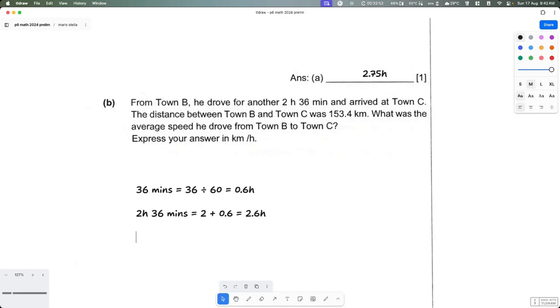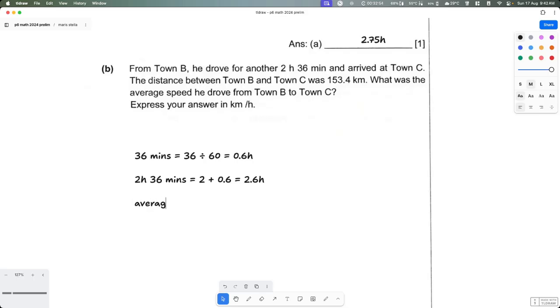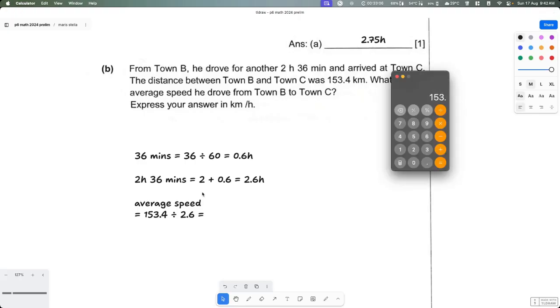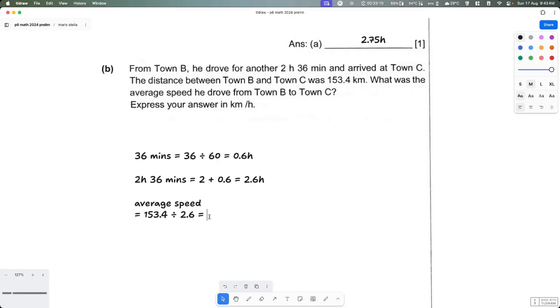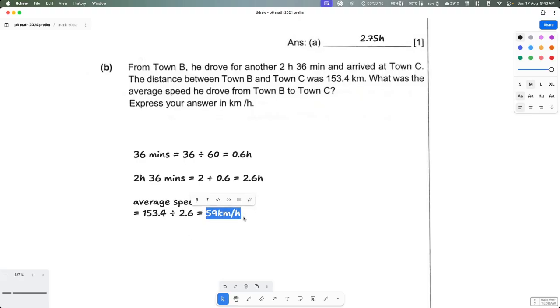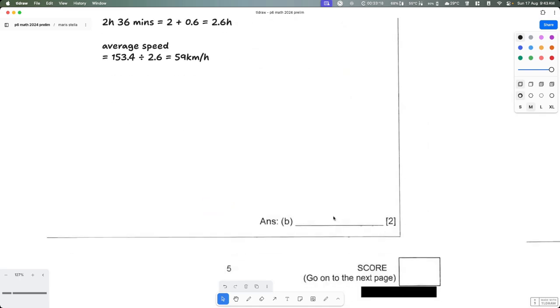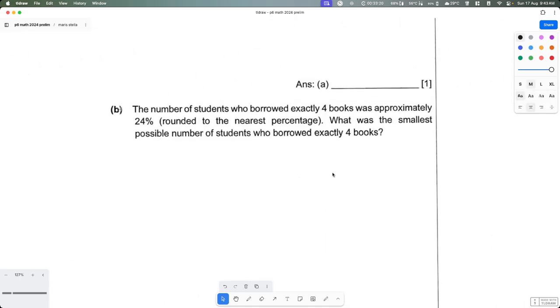Okay, so now with that, average speed is equal to 153.4 divided by 2.6. And what would this give us? 153.4 divided by 2.6 is 59 kilometers per hour. Okay, and that's the answer, 59 kilometers per hour. All right, let's move on to the next question.